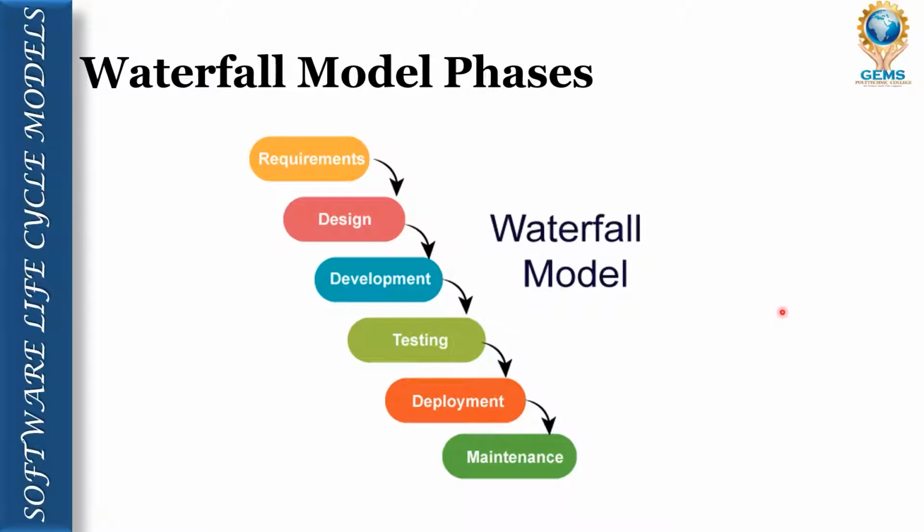Now this is the flow of the waterfall model phases. So first requirement, then design, then we have development, testing, deployment and maintenance. These are the flow phases of the waterfall model. So like this, all phases are flowing in the waterfall model.